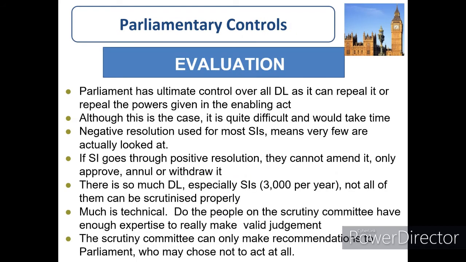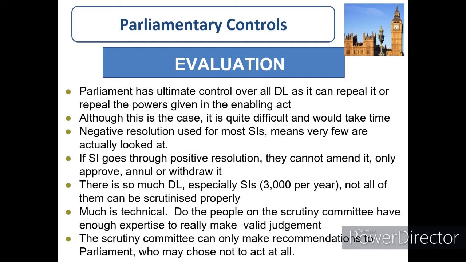So first of all, the Enabling Act. Now clearly this is a really important control, and because Parliament creates the Enabling Act, it means that it has ultimate control over all delegated legislation, doesn't it? Because it can repeal the Enabling Act, take away those powers given or amend those powers through its own legislative process. But this takes time, as we know. So the likelihood of this happening is quite slim.